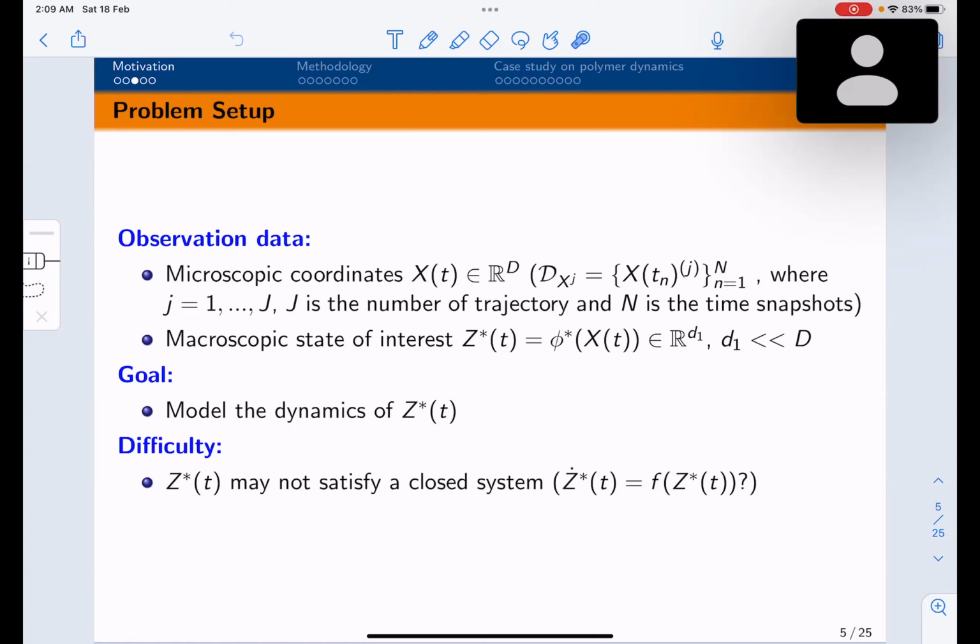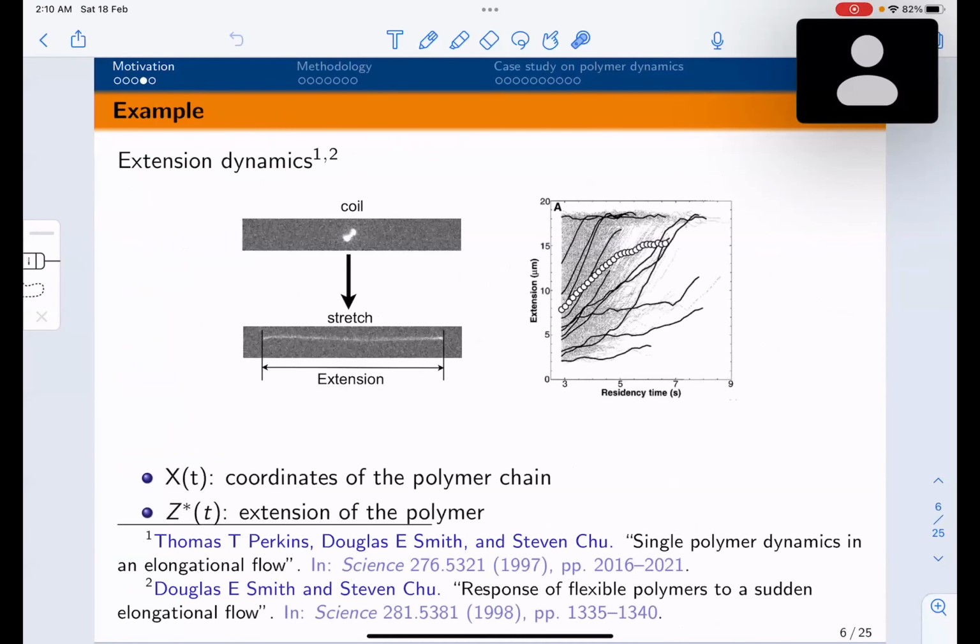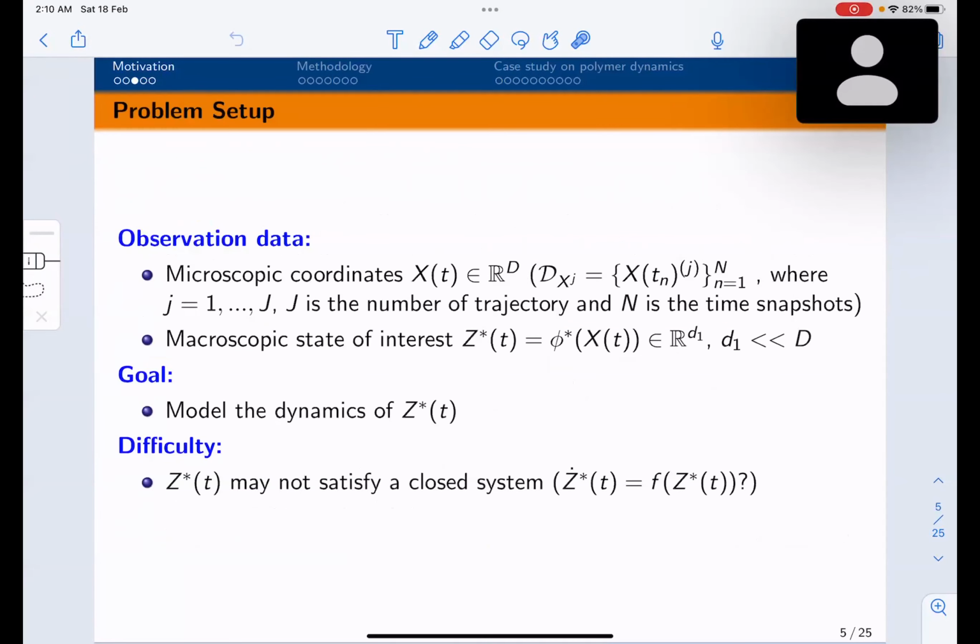And our goal is how to model the dynamics of this star T, right? And the difficulty is that if we want to use this star T satisfying a closed dynamic system, it will be very difficult. The closed system means this star T may not satisfy this equation. So, for example, I want to give an example.